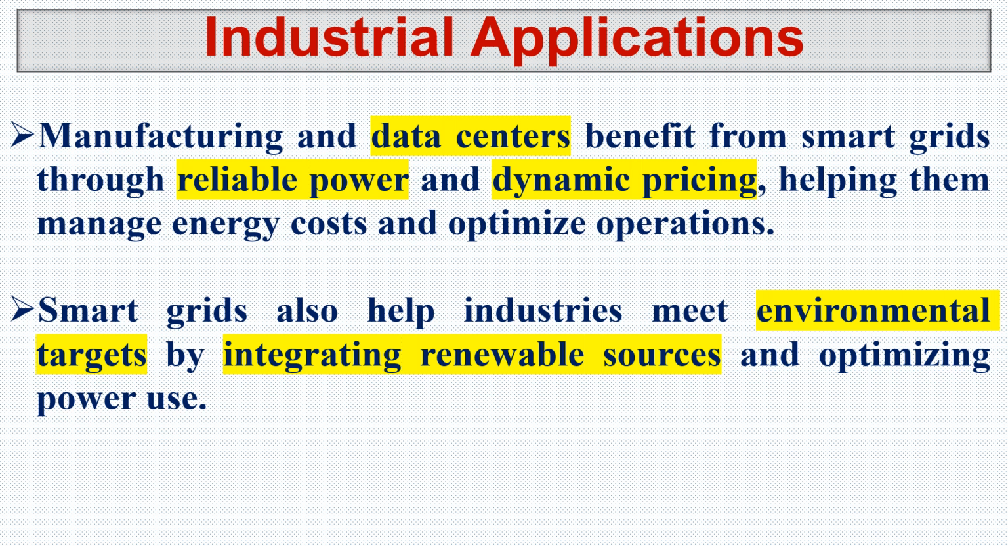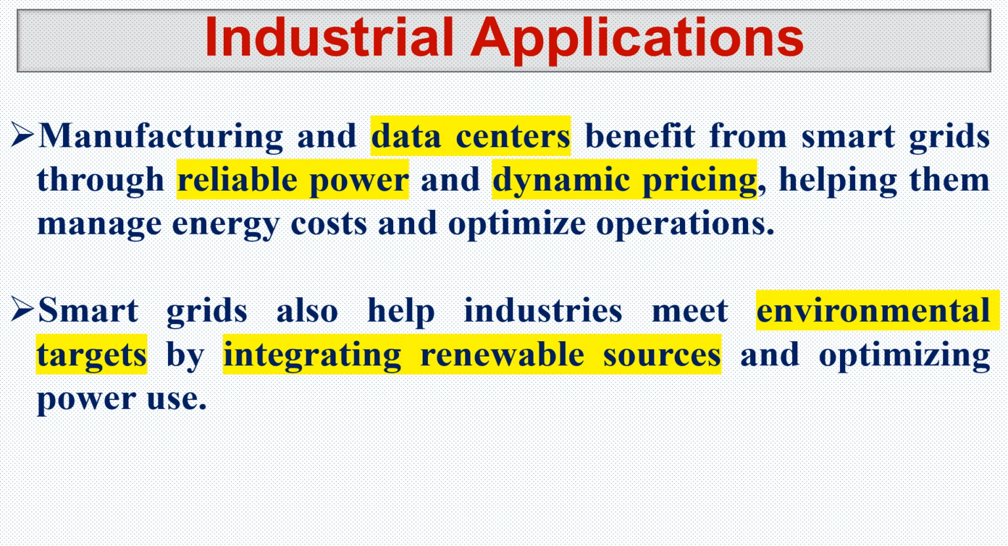Smart grids also help industries meet environmental targets by integrating renewable resources and optimizing power use. So we know that through corporate social responsibility, CSR, they need to reduce carbon emissions. I mean, they need to reduce the heating effect on the environment. So in order to protect the environment, every industry has to reduce their energy consumption, or reduce the energy consumption which comes from non-renewable resources.